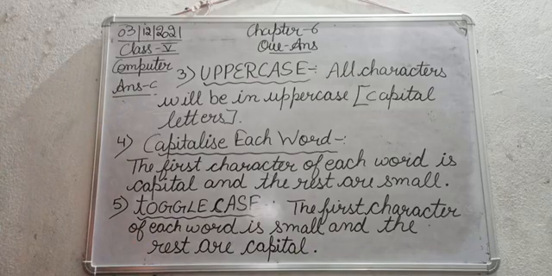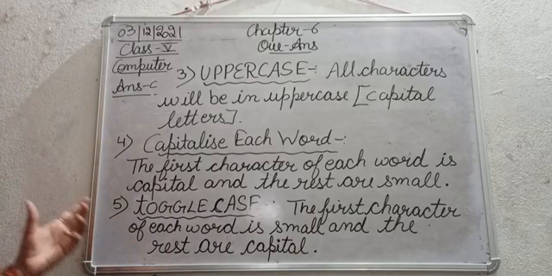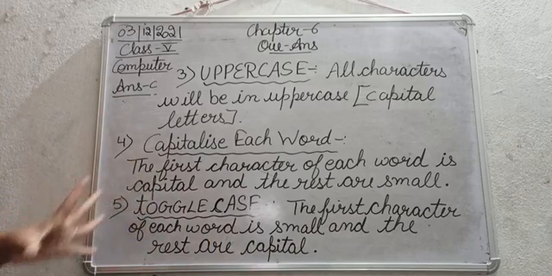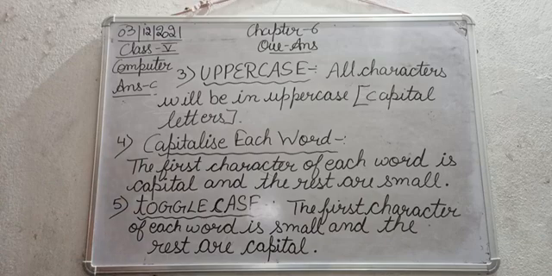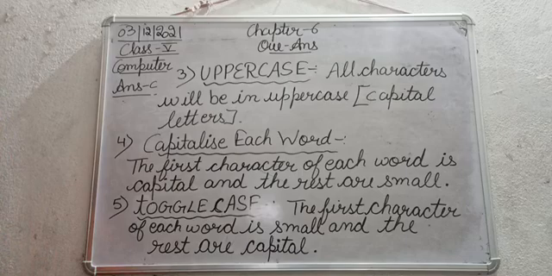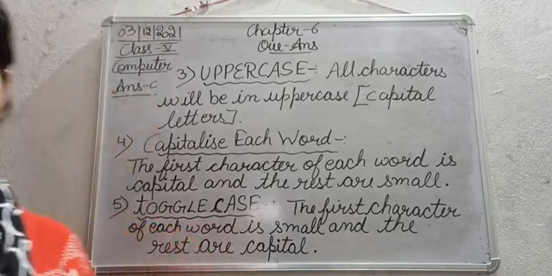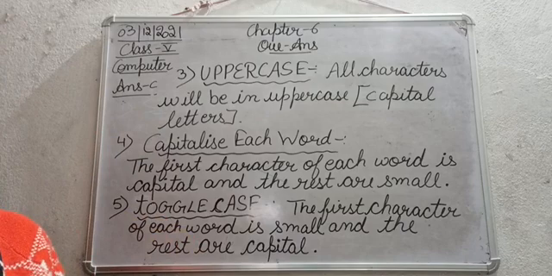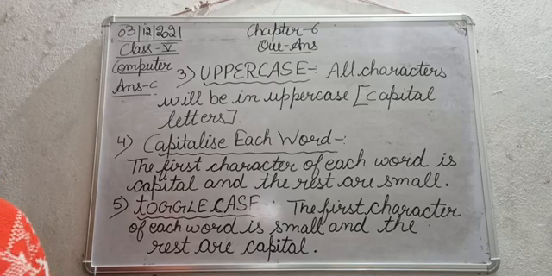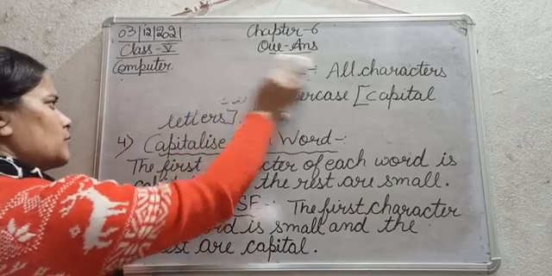Okay, so the first character of each word is small and the rest are capital. So this is the toggle case, or the fifth case change option. With this, we have completed question number C. You can pause the video and note it down in your notebooks. This is question number C from chapter number 6, the various case options. Moving next to question number D from chapter number 6.